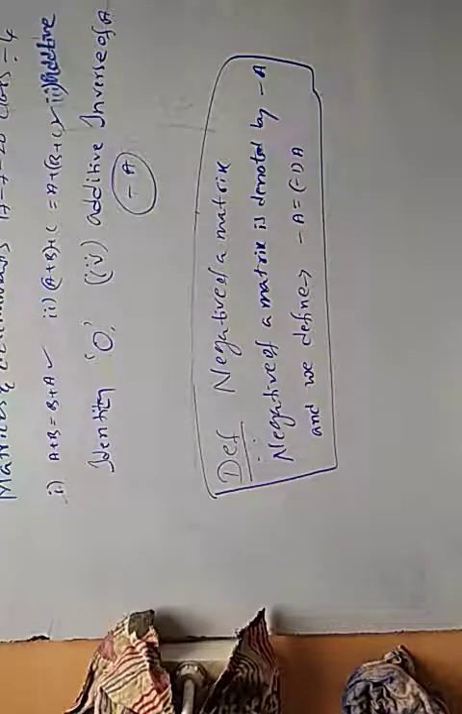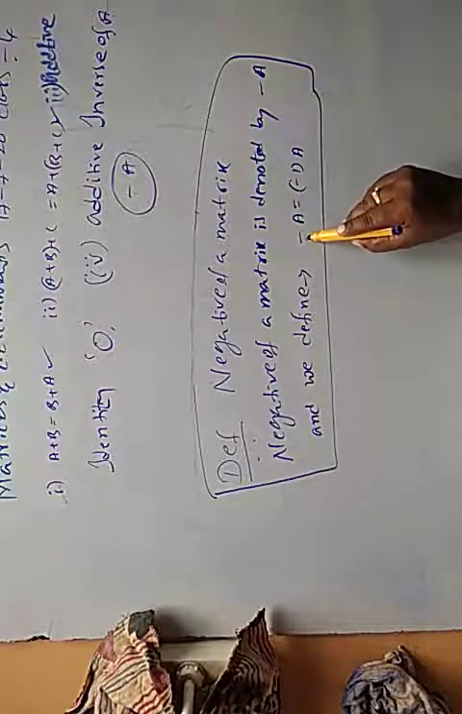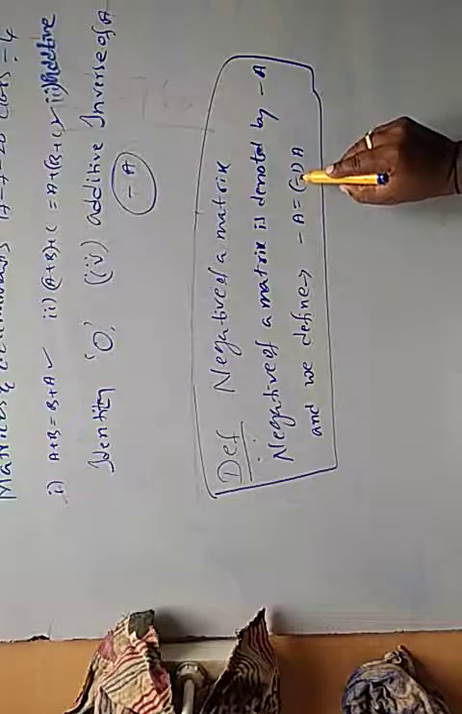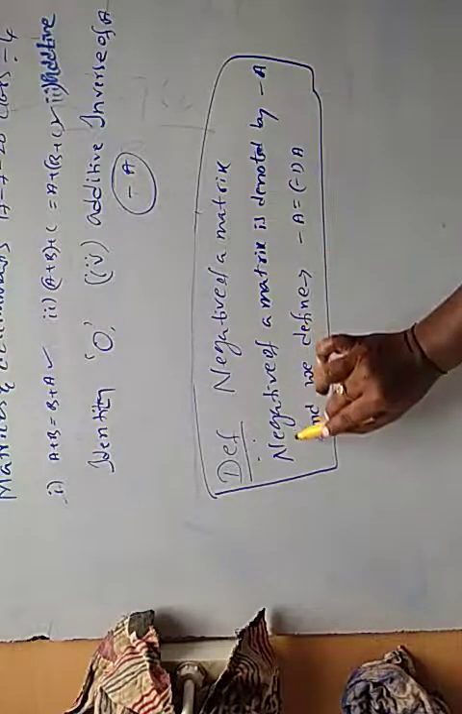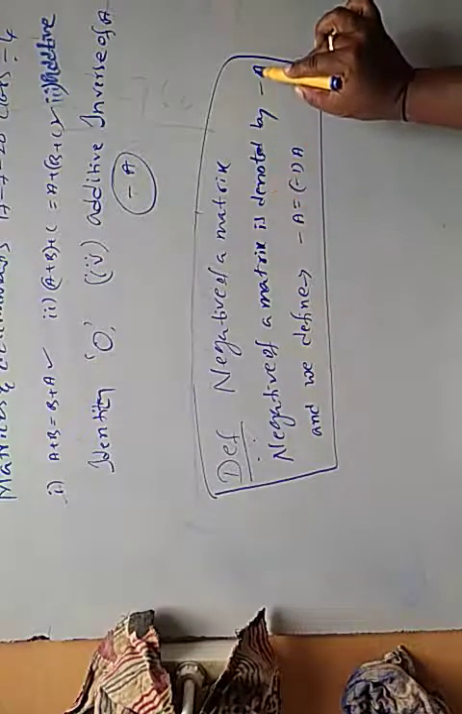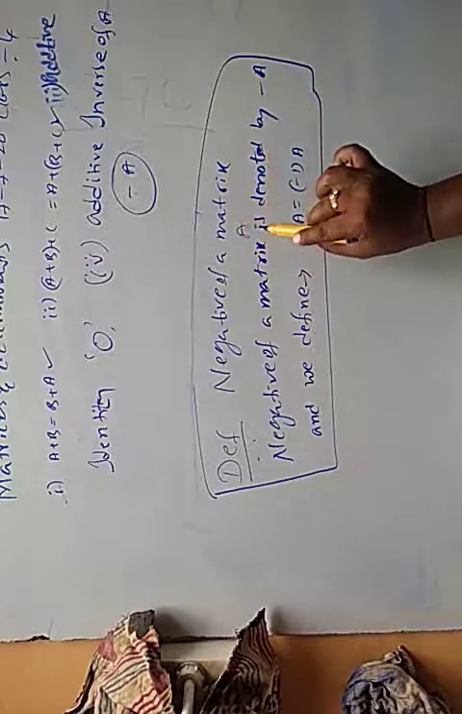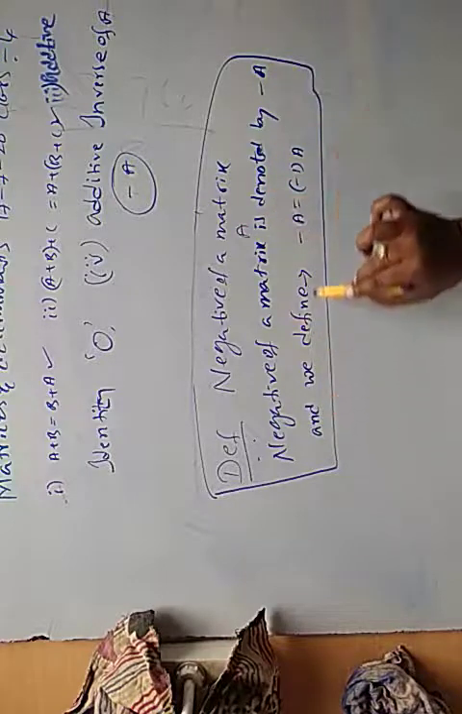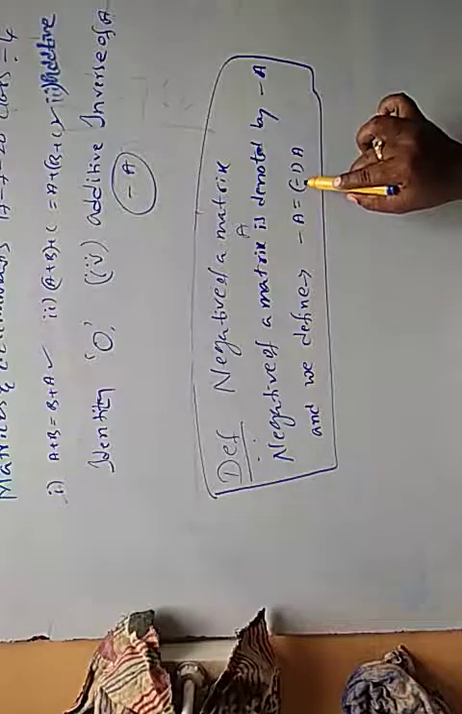Please listen carefully. Can we factorize minus 8? How? In different ways. Minus 1 into 8, minus 2 into 4, 8 into minus 1, like that. In a similar way, we can factorize minus A as minus 1 into A. But write it in the proper way. Minus A is equal to minus 1 into A. So, the negative of a matrix is over. The negative of a matrix capital A is denoted by minus A, and we define minus A is equal to minus 1 into A.